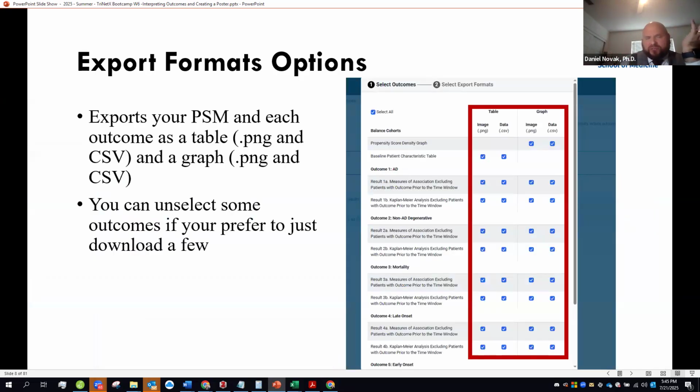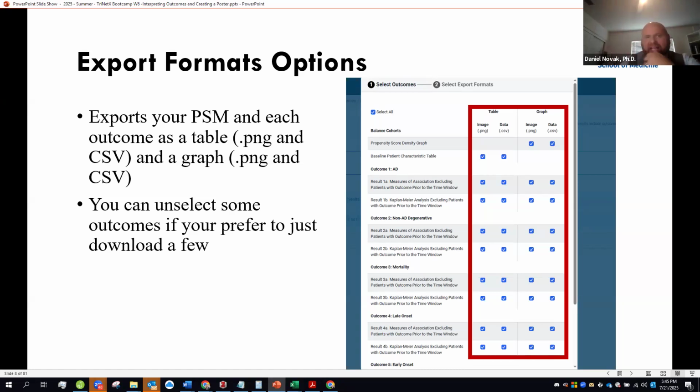When you hit the export all function, this can export your propensity score matching and each outcome as a table and a PNG file. So it's going to give you a table as both an image and a CSV file, which is basically like an Excel file, right? And it's going to give you a graph, the image of your graph, and the data. This can be really valuable because essentially it's like a snapshot of everything at one time.